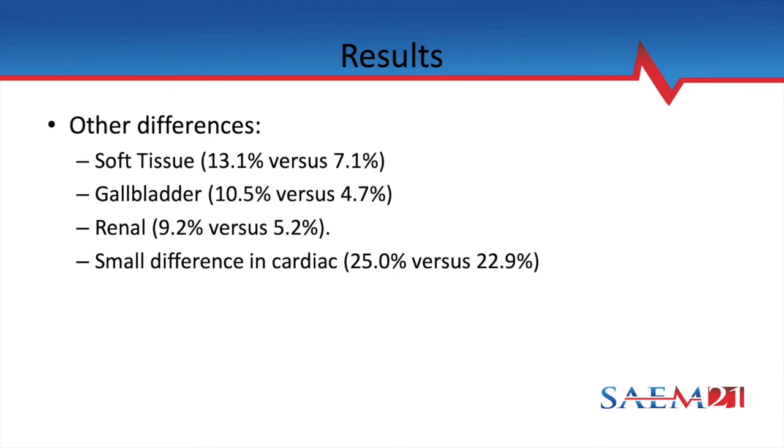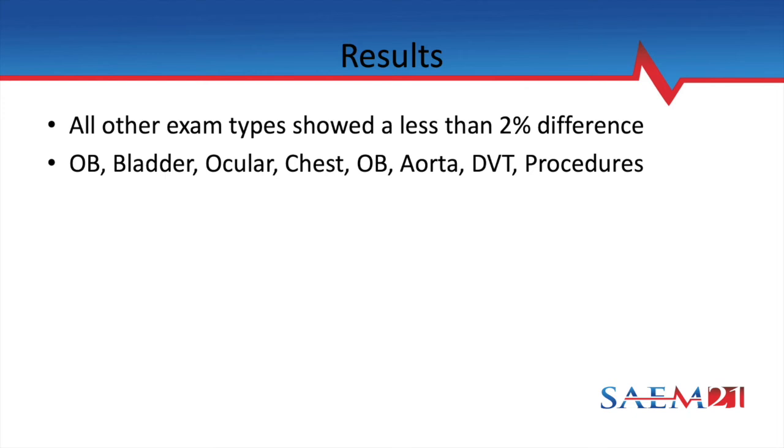Other differences that were noted, there was a significant difference between soft tissue ultrasound ordering, gallbladder, and renal. In all cases, it was about twice as commonly used in the community setting than in the academic setting. There was a small difference in cardiac ultrasounds. All other exam types showed a less than 2% difference. This included OB, bladder, ocular, chest, aorta, DVT, and procedures, among others.